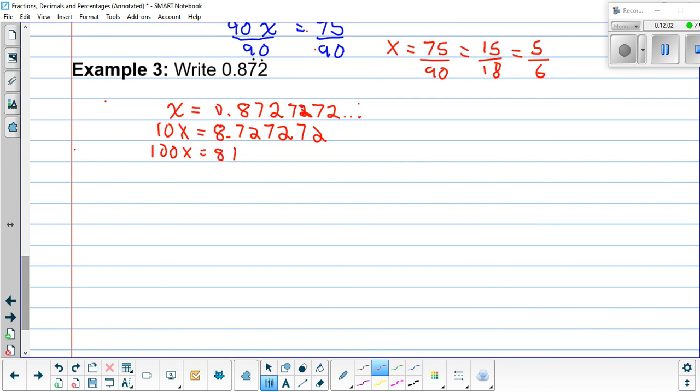So 87.2727. Well, that still doesn't help us. We have to keep going. Let's go to 1000x. So sometimes it's really convoluted and you got to do a lot. So 872.7272. So which two match up? Well, it's this guy and this guy, 1000x and 10x. So let's do 1000x.